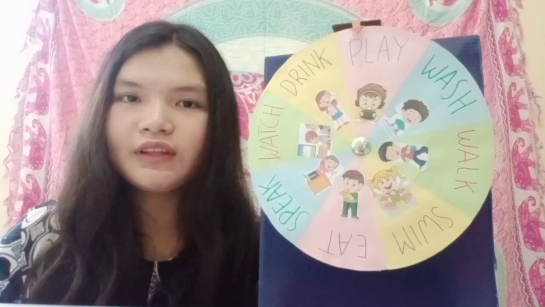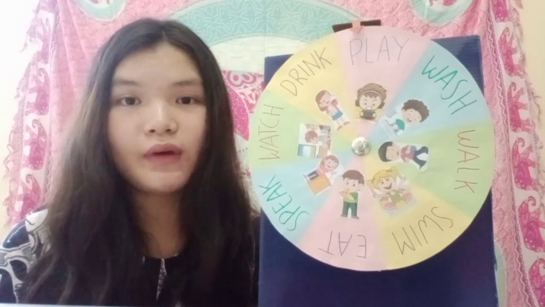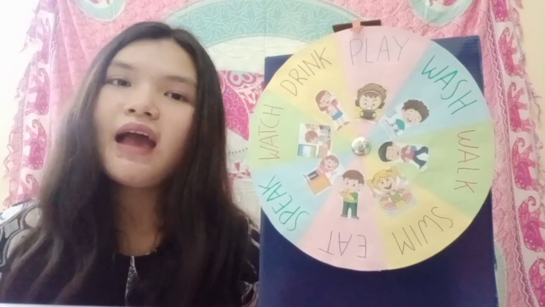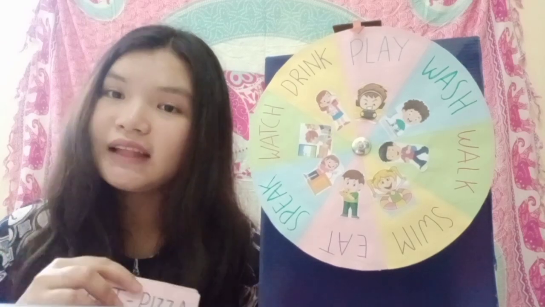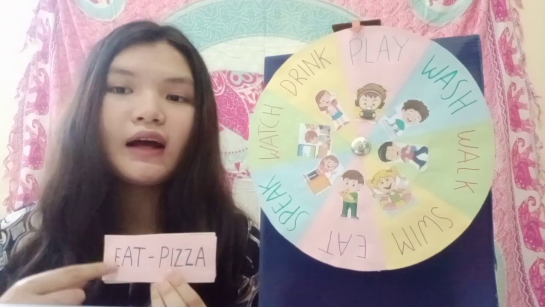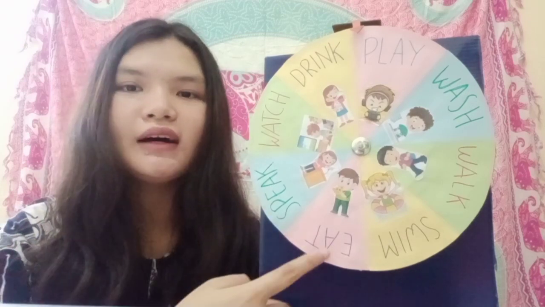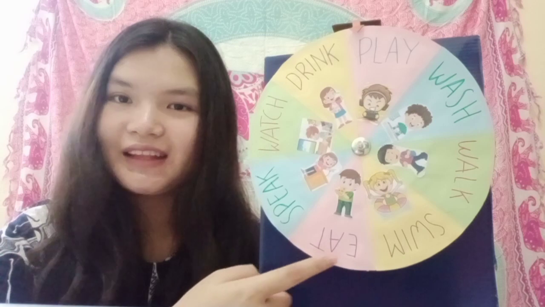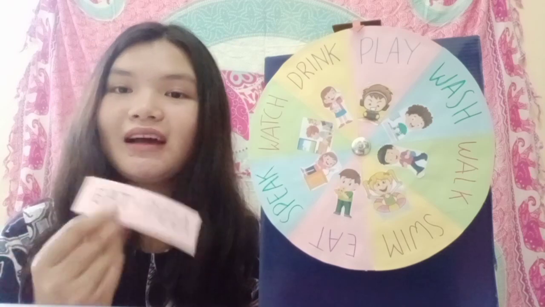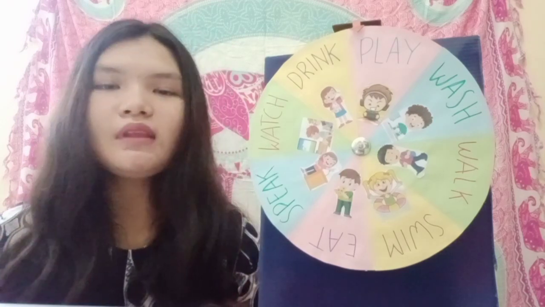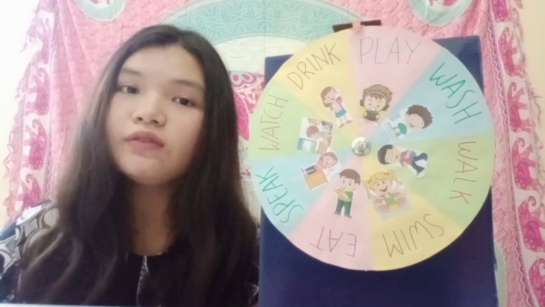Second, after I explain the material, the students have to come to the front and spin the wheel to get the verb. After they get the verb, they have to search for the noun in the flashcards that also contains the verbs. It has the same color between the verbs and the nouns. For example, if the verb is written in pink color, the flashcard is also in pink color, like this, eat and pizza.